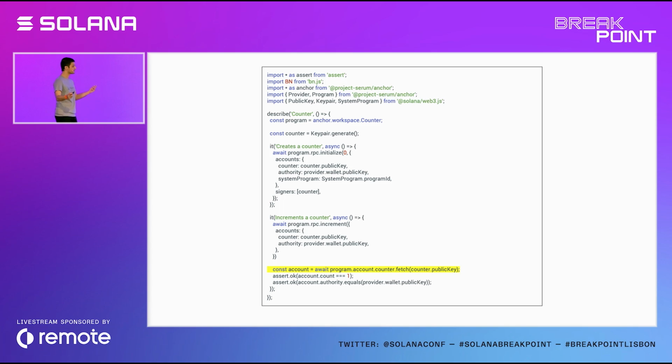And that's just a TypeScript object. It's just an object with some fields. So we have the count field. We can assert it's equal to 1, and the authority field, which is going to be our wallet. So yeah, that is the TypeScript test.